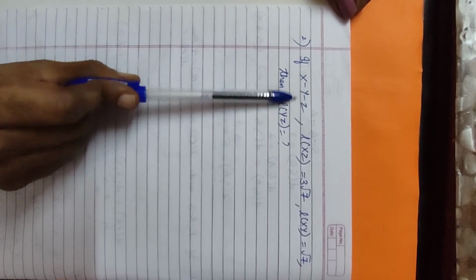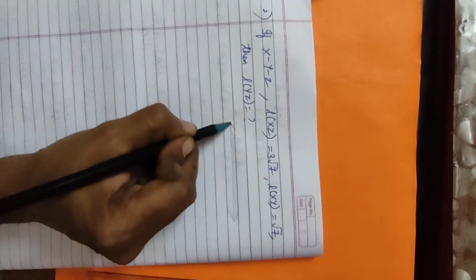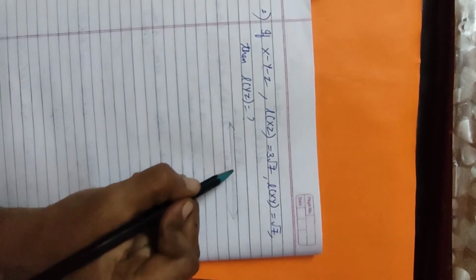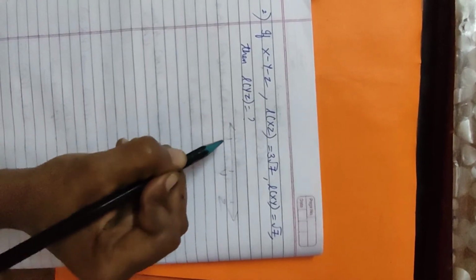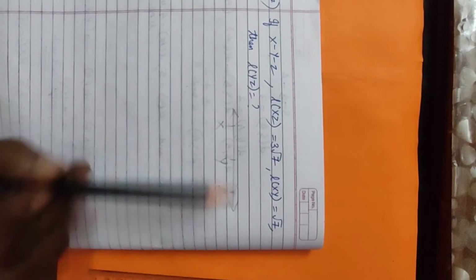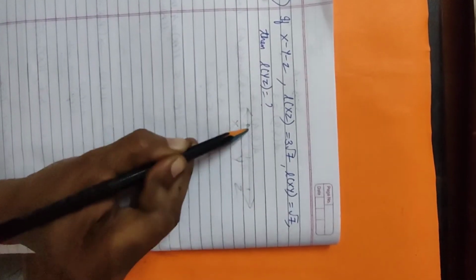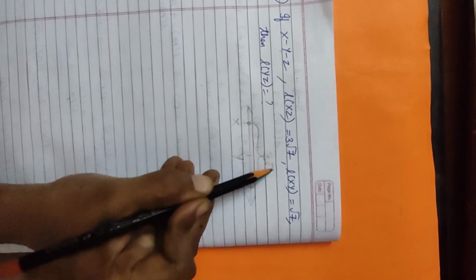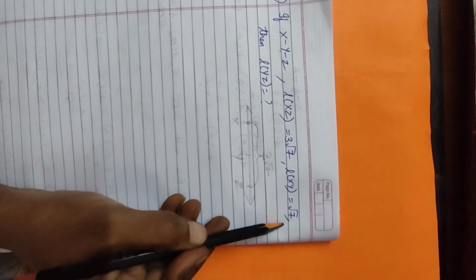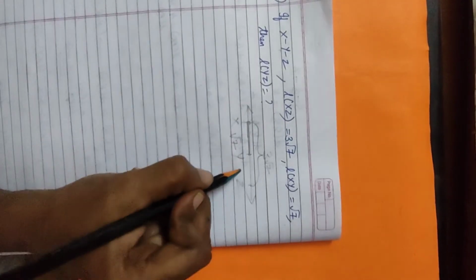If X-Y-Z, immediately let's draw the figure here. That means Y should come in between X and Z. What is given? XZ is given as 3 root 7. So XZ, this much, is 3 root 7. And XY, this much, is root 7. What is YZ? They ask.